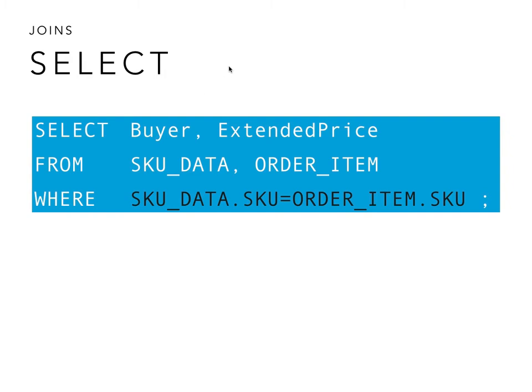Is buyer from SKU data? No, both of these are from... neither is from SKU data. So we're getting buyer and extended price from the two tables, SKU data and order item, where, in the where clause, we tell it the connection, the relationship between these two tables: SKU data.SKU is equal to order item.SKU.